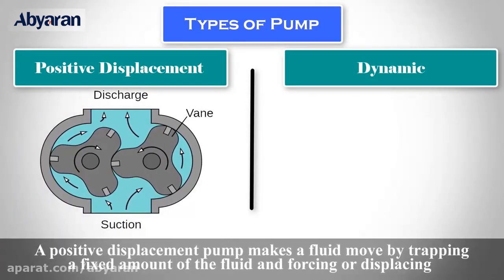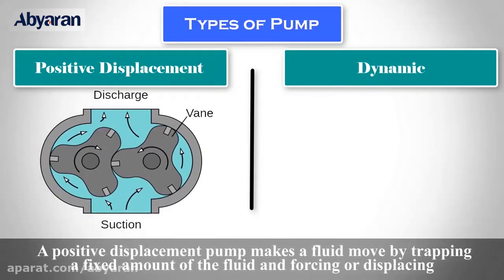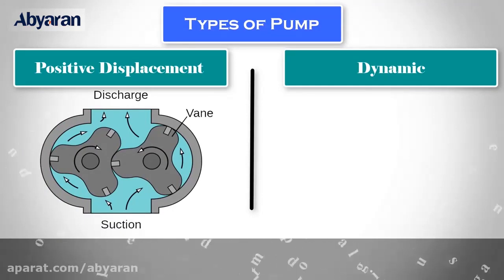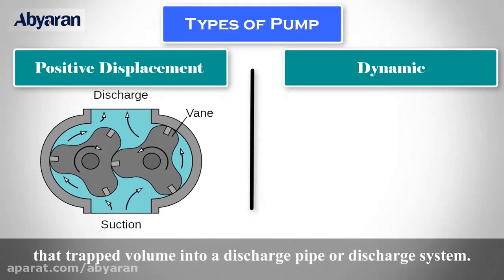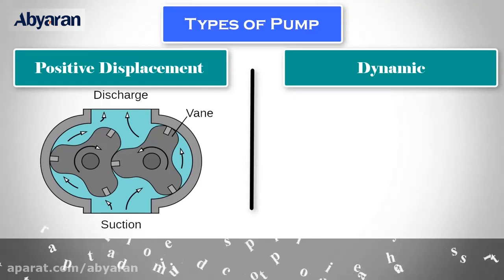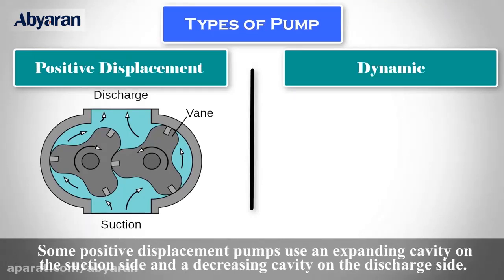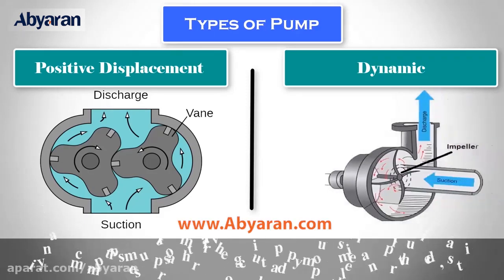A positive displacement pump makes a fluid move by trapping a fixed amount of the fluid and forcing or displacing that trapped volume into a discharge pipe or discharge system. Some positive displacement pumps use an expanding cavity on the suction side and a decreasing cavity on the discharge side.